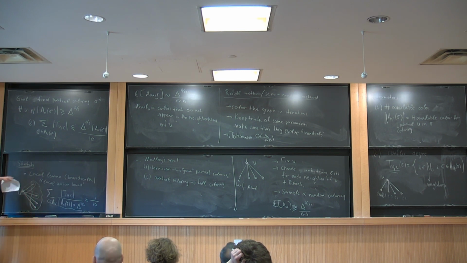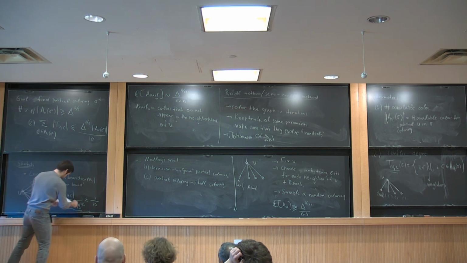So this is the first step, and this is how we finish. And it has to be proper. When you define these available colors, you only care about vertices that were not colored yet. Here, yes. But you can show it for every vertex. Right. Cool.